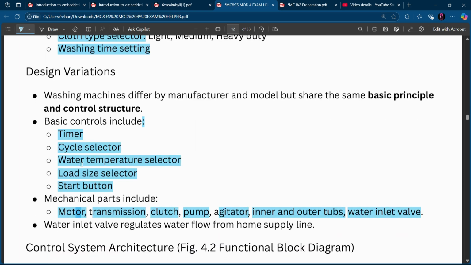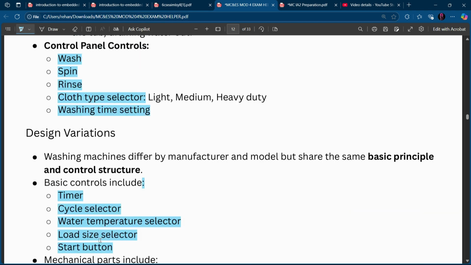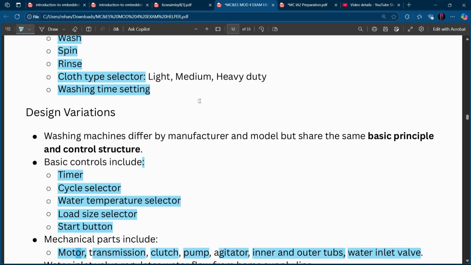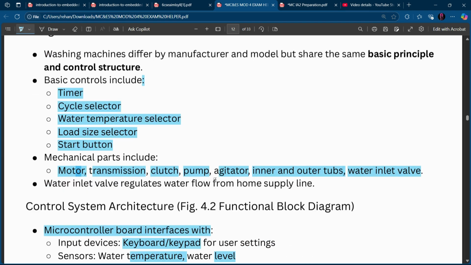Design variations. Washing machines differ by manufacturer and model, but share the same basic principle and control structure. Basic controls include a timer, showing how much time it will take to complete, a cycle selector, a water temperature selector, a load size selector, and a start button. These few things come from here. The load size selector tells how much load you are putting in the washing machine. Everything is in the latest washing machines. Mechanical parts include motor, transmission, clutch, pump, agitator. Too many things; you don't have to explain or mention too much.